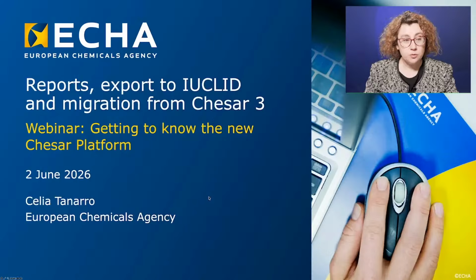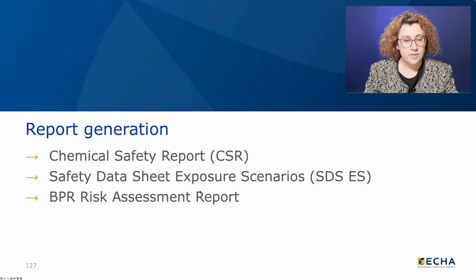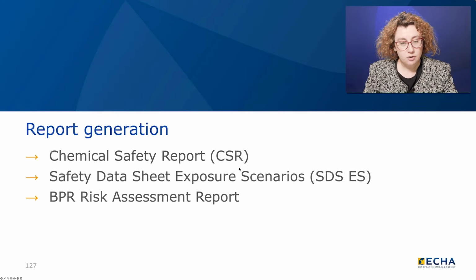Hello again. In this presentation, I will focus on how to generate reports, do the export to Euclid, and how to migrate assessments from Chesar 3 to Chesar Platform. So the first part of the presentation is the report generation. These are different reports depending on the regulatory context. For REACH, you will have the chemical safety report and the safety data sheet exposure scenarios. And for biocides, there is the BPR risk assessment report, in this case, only for the environment.